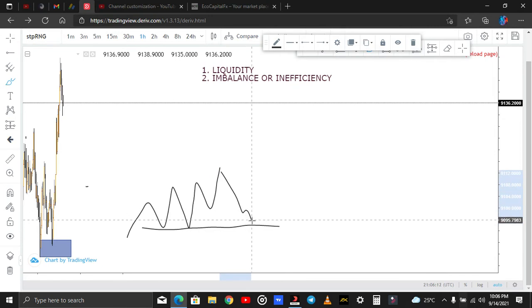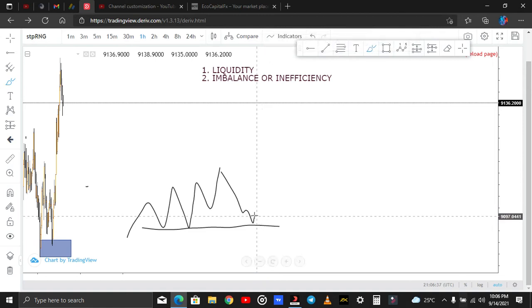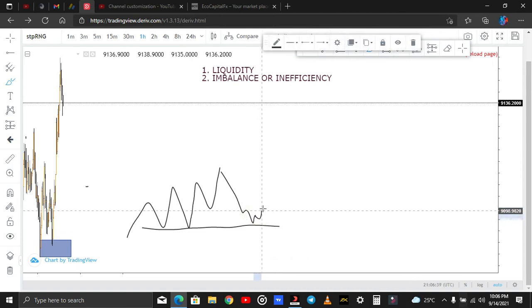Price taps this zone, and retail traders say, oh my god, price is at support and resistance, and they place a buy trade. As price starts going upward, they feel the buy is confirmed, with more confidence. Price can still come and do this, and continue going upward.